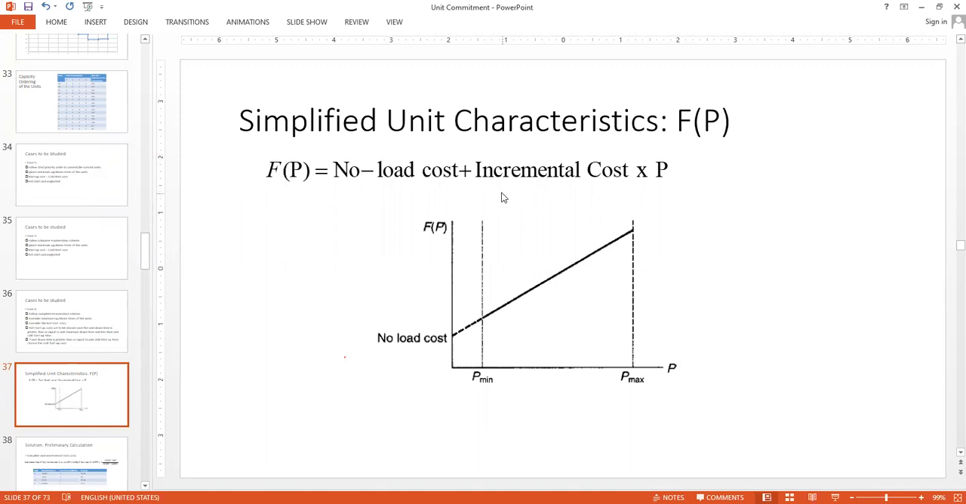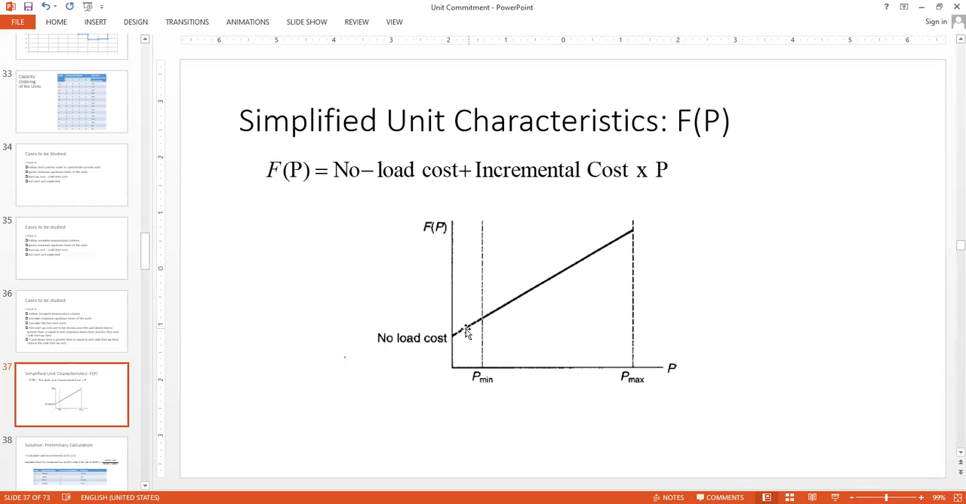So we have the no load cost. You can see the no load cost is there until and unless the minimum generation limit has been reached by any unit. Along the x-axis we have the P, that is the production. Along the y-axis we have the cost. So the no load cost continues. Let's say if P is 0, there is no load cost. If P increases to P min, that means between P min and P max there is a linear rise in cost.